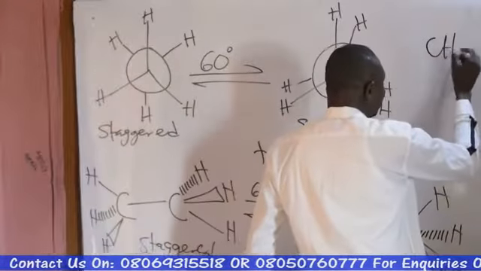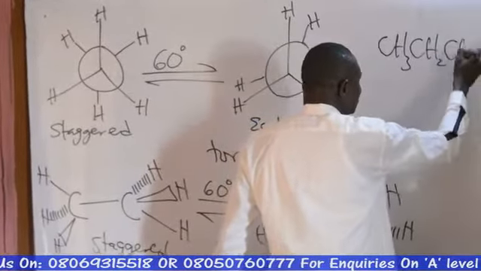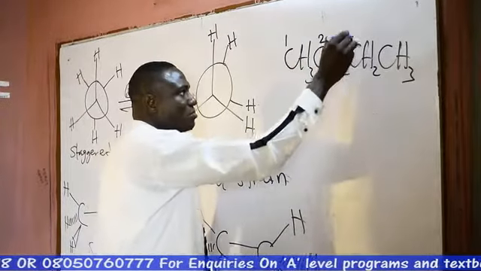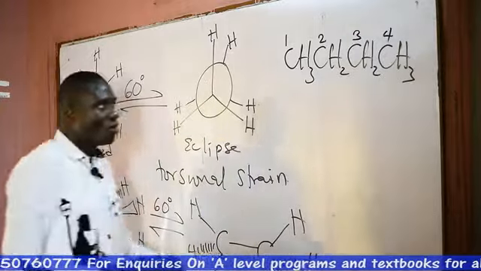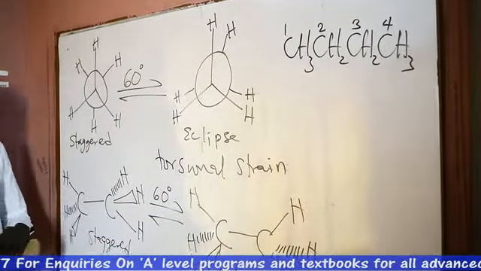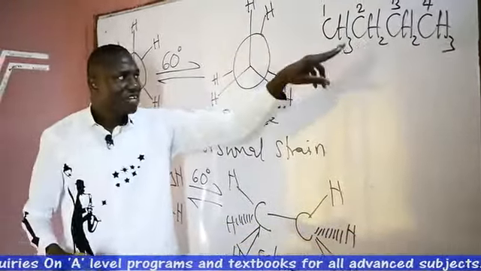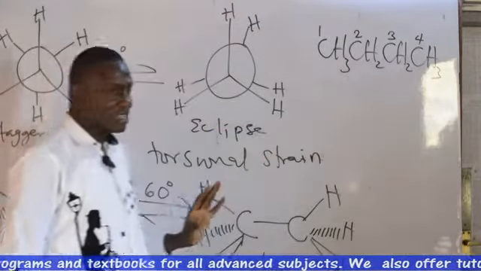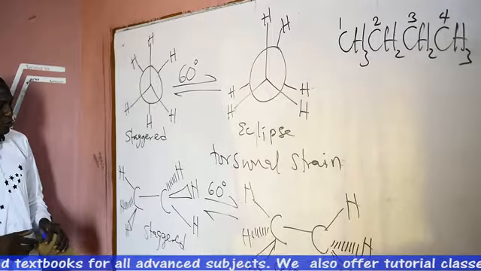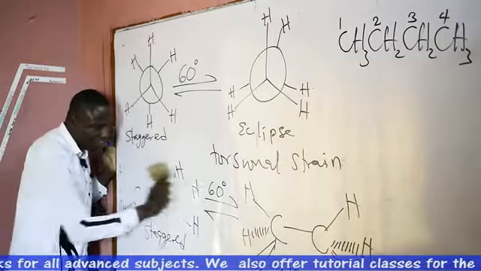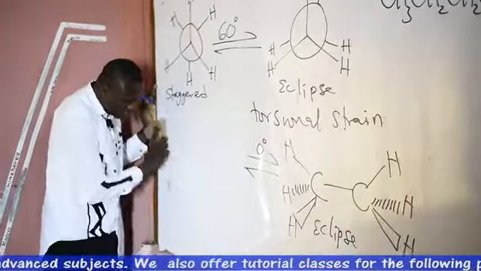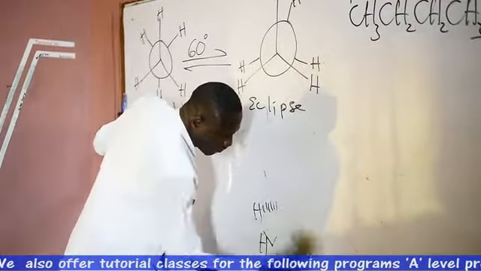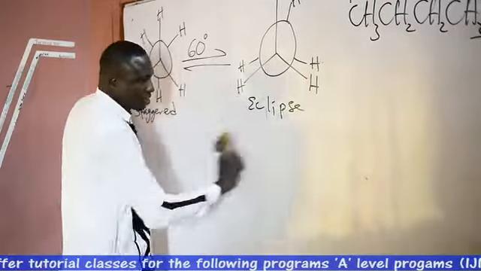Butane is CH3, CH2, CH2, CH3. This is carbon 1, this is carbon 2, carbon 3, carbon 4. So that means we can have rotation between carbon 1 and 2, and we can also have twisting of carbon 2 and carbon 3. Now, in the case of carbon 1 and carbon 2, I'm still going to be using the perspective formula, the Newman perspective, for better explanation.